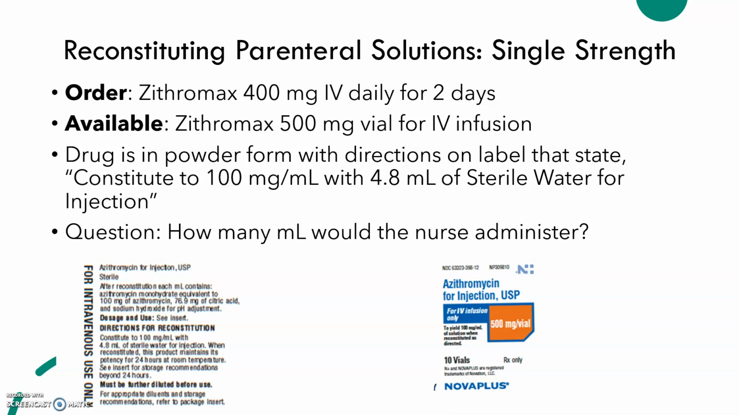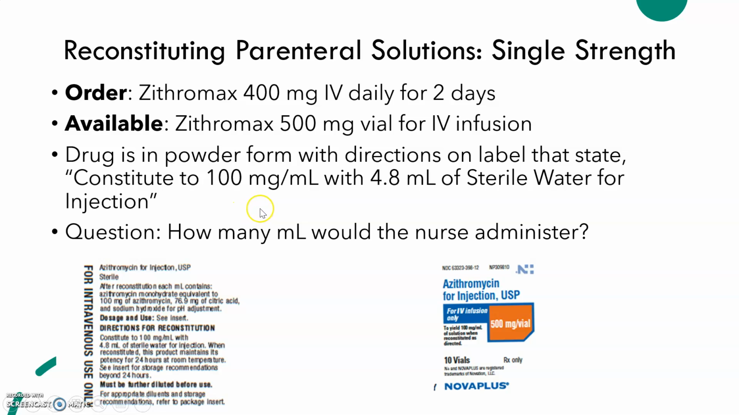So on the box of the Zithromax, it gives the instructions of how it should be constituted. The instruction reads that it should be constituted to 100 milligrams per ml with 4.8 ml of sterile water for injection. So the question is, how many ml would the nurse administer?